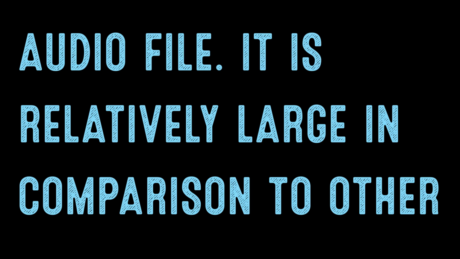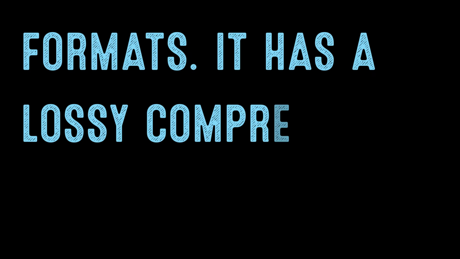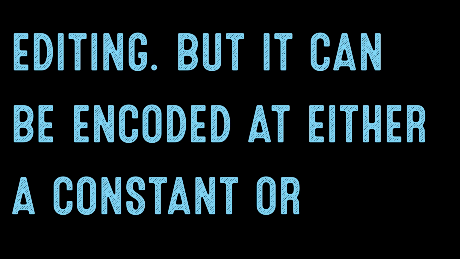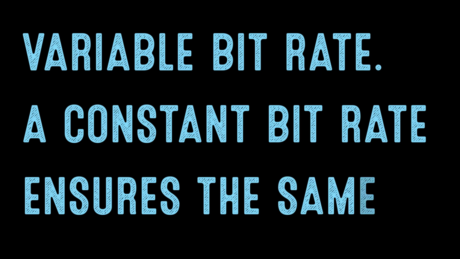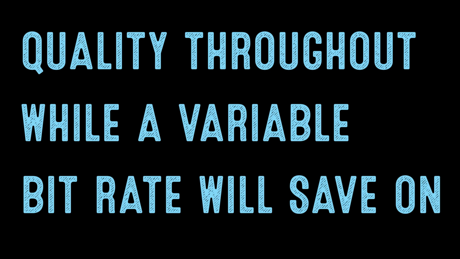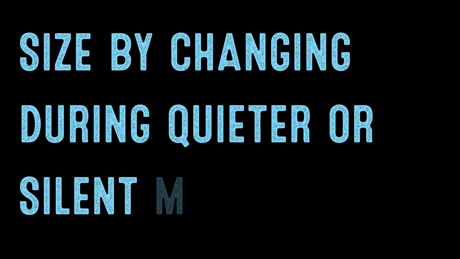Let's look at MP3 first because it is the most common audio file. It is relatively large in comparison to other formats. It has a lossy compression, so it degrades with editing, but it can be encoded at either a constant or variable bitrate. A constant bitrate ensures the same quality throughout, while a variable bitrate will save on size by changing during quieter or silent moments in the audio.